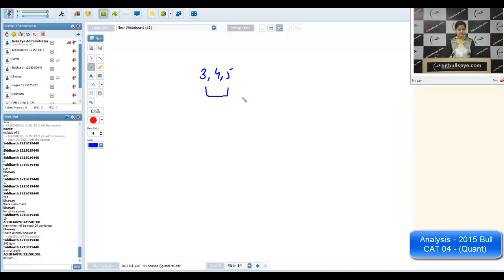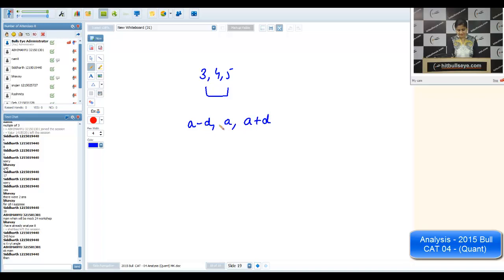No, Siddharth, this is not mentioned here. Otherwise, this is always true in this case. Otherwise, you have to take the whole stuff. A minus D, A, A plus D. Its area is given. Now you can apply the area formula. Now you can apply Heron's formula here and equate that to 6. You will get an equation in A and D. Then you will apply that maxima minima thing. Then you will get the value.